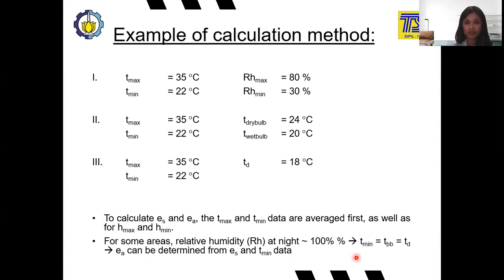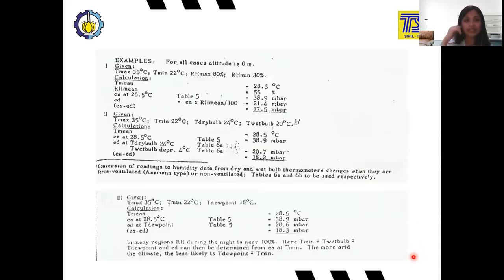So the EA can be determined from ES and the temperature minimum, because when the relative humidity is near to 100, the temperature minimum will be equal to the temperature of wet bulb. Sorry, this should be the wet bulb, and then equal to the temperature of dew point. And here's the example that they give.